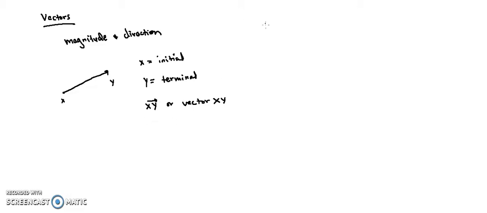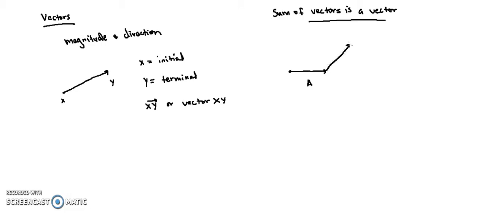Okay, so let's talk about some basics. Sum of vectors is a vector. So we've got two different ways that we can sum a vector. We can put them head to tail like this. Okay, so we've got initial to terminal right here where they connect. Then a plus b is going to be the resulting vector. Okay, so that's terminal to initial.